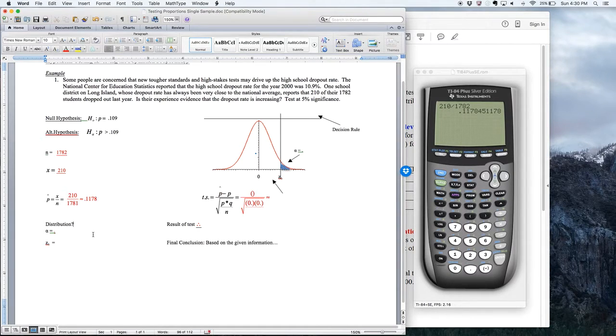Now, the distribution. Unlike testing means, where you have to worry about the normal distribution and the t-distribution, testing the population proportion is always assumed to be a normal distribution. So we're going to use z-scores.